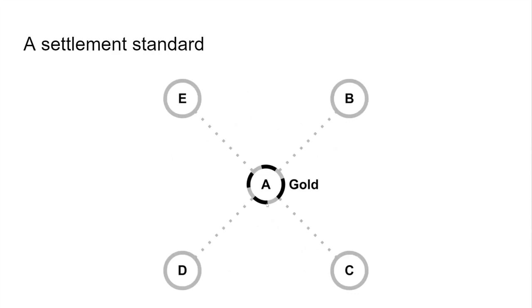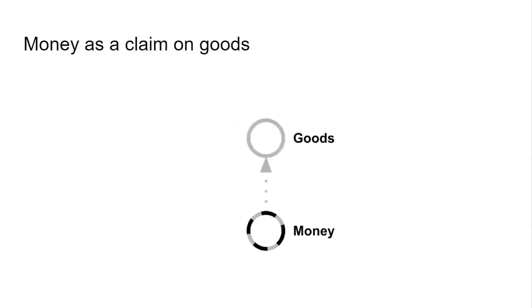Here, what's happened is one of the goods, one of the commodities, which we're just imagining is gold, has become the standard settlement instrument for this market. This circle now has these black dashes on it. So that means it's not only a commodity, which is the gray, it's also a form of money, which is the black. So it's a hybrid of both. What we can do here is we can simplify this diagram by consolidating all the goods into one circle representing goods. So now we have kind of a credit relationship.